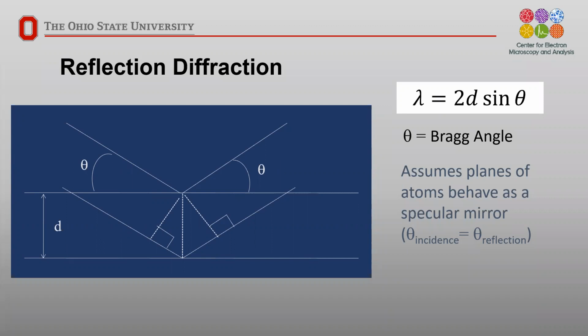So this tells us then, since we know the wavelength, and we can measure the angle, this then tells us the spacing between the atomic planes.